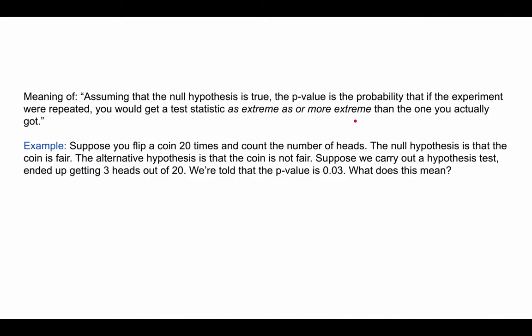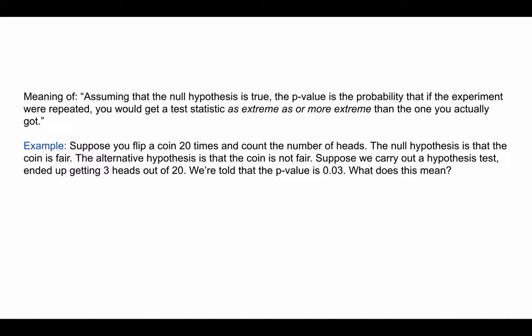Let's figure it out. So let's look back at this flipping a coin or spinning a coin 20 times example. Suppose we flip a coin 20 times and count the number of heads. The null hypothesis is that the coin is fair and we would expect to get 10 out of 20 heads, or 0.50. Probability of getting heads is 0.50. The alternative hypothesis is that the coin is not fair.